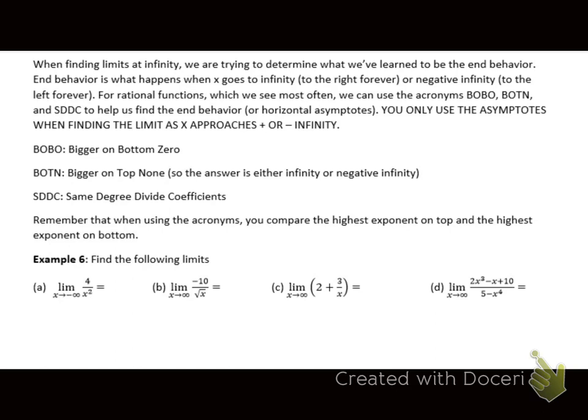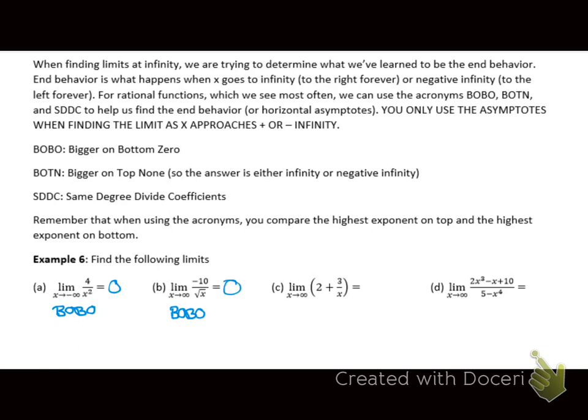A, 4 over x squared. Well, x squared is bigger than a constant, right? There's no exponent on top, which means it's bigger on bottom, which means the answer is just 0, by BOBO. For b, there's an x on the bottom, not on top, so again, bigger on bottom. So the answer is 0.